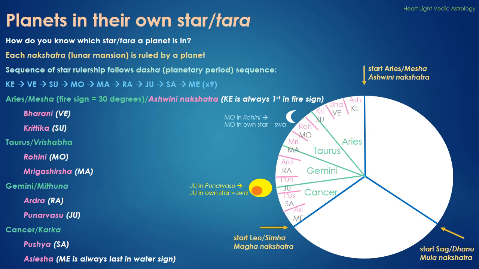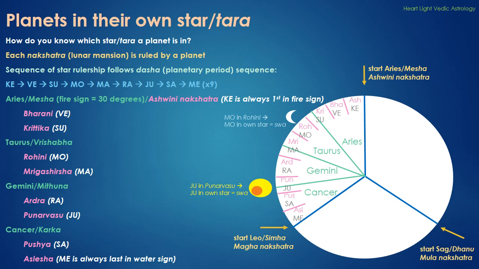Each constellation, just as a reminder, is 30 degrees. So 30 times 4 is 120, and 120 times 3 is 360. That's 360 degrees in the sky. Now we're starting to overlap because we have an exact overlap of Aries and Ashwini here. If you look at that first little compartment, ASH stands for Ashwini and KE stands for Krittika.